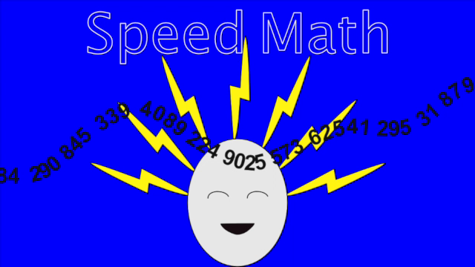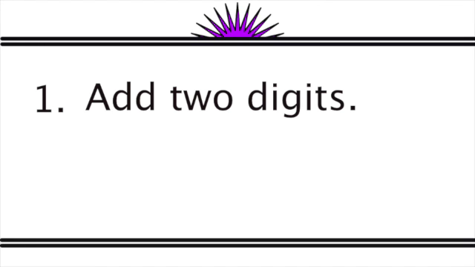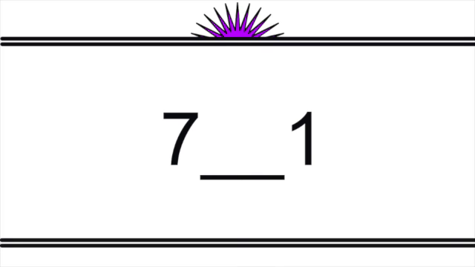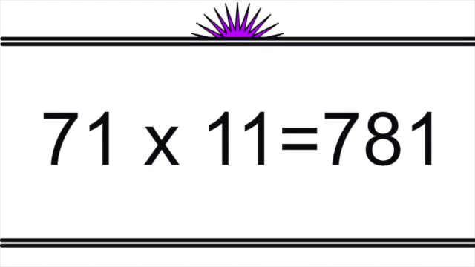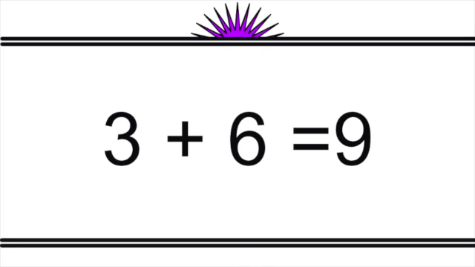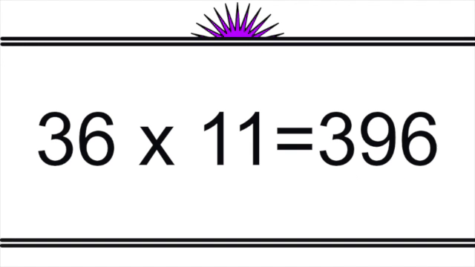Okay, let's do another one. 71 times 11. So first add the two digits together, 7 plus 1 equals 8, and then put the 8 between the original two digits and we get 781. Now you do one. How about 36 times 11? Go ahead and do step 1. Did you get 9? And step 2. And hopefully you arrived at 36 times 11 equals 396.